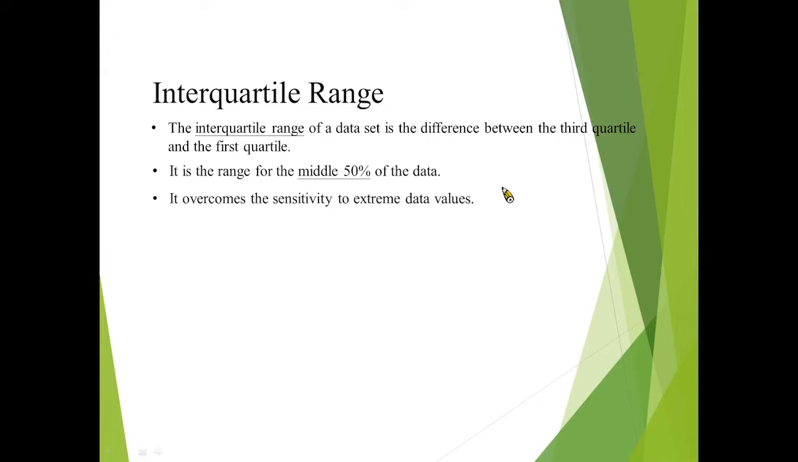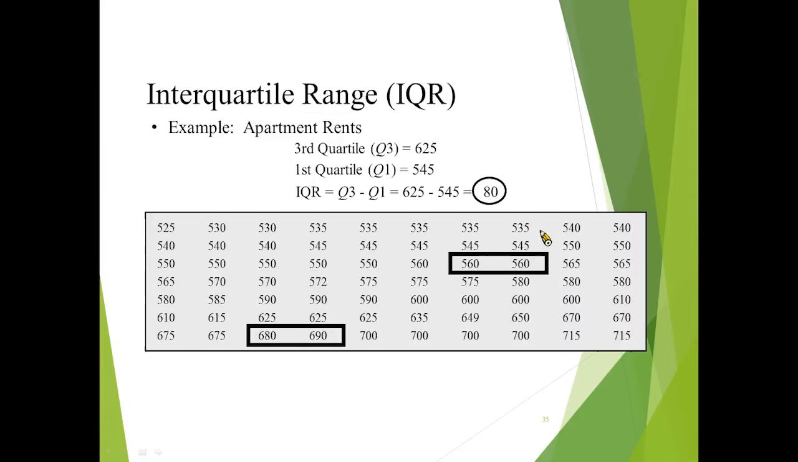Okay, so the next one is the interquartile range. The interquartile range of a data set is the difference between the third quartile and the first quartile. So it's the range for the middle 50% of the data. It overcomes the sensitivity to extreme data values. You can see the third quartile minus the first quartile gives us the interquartile range.